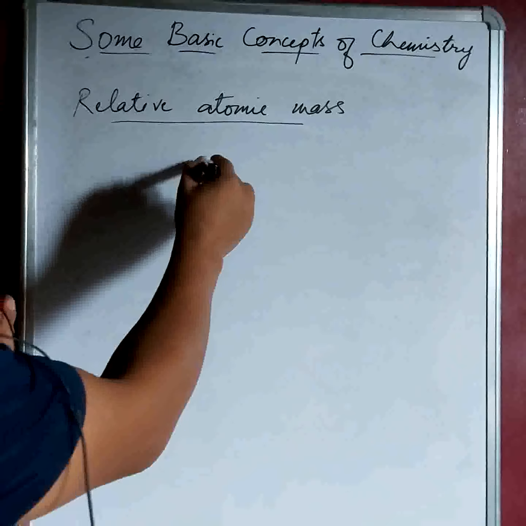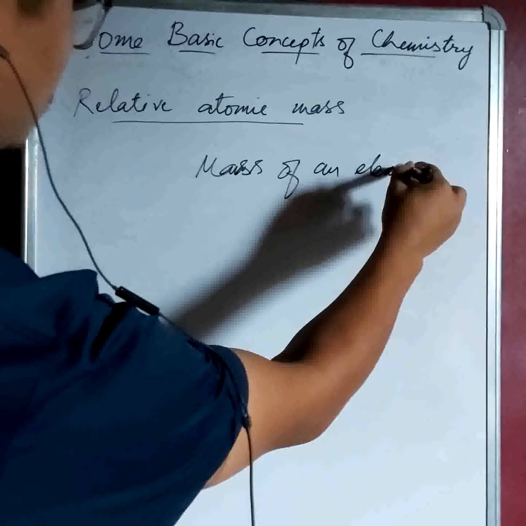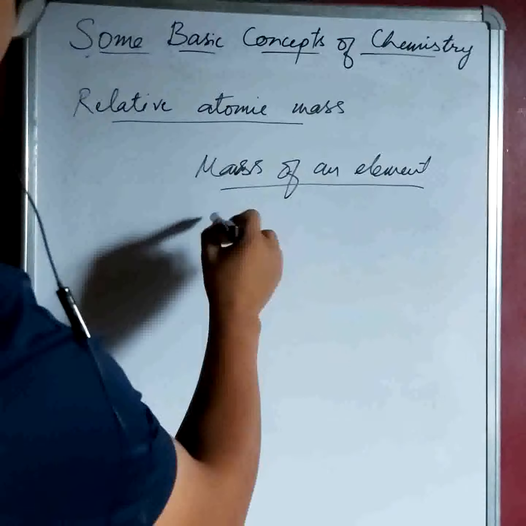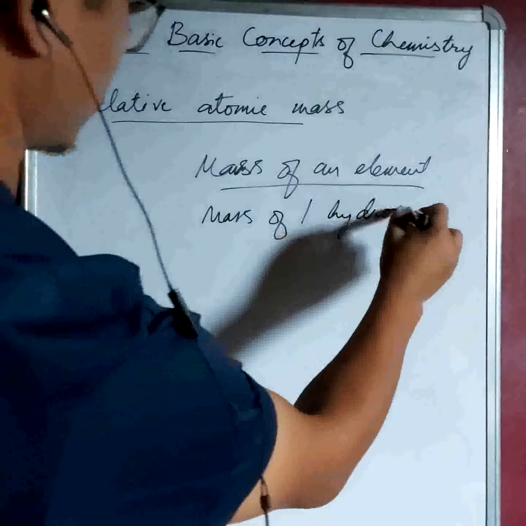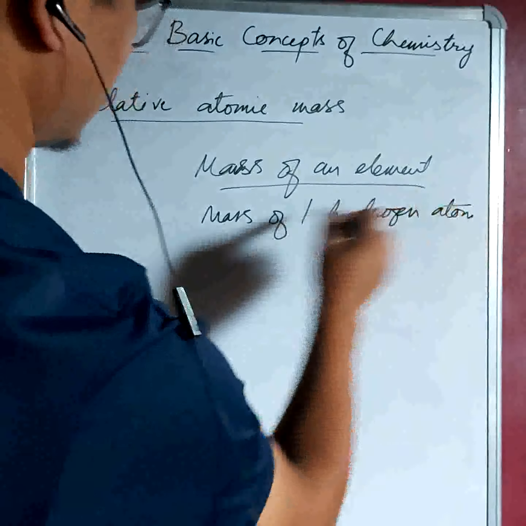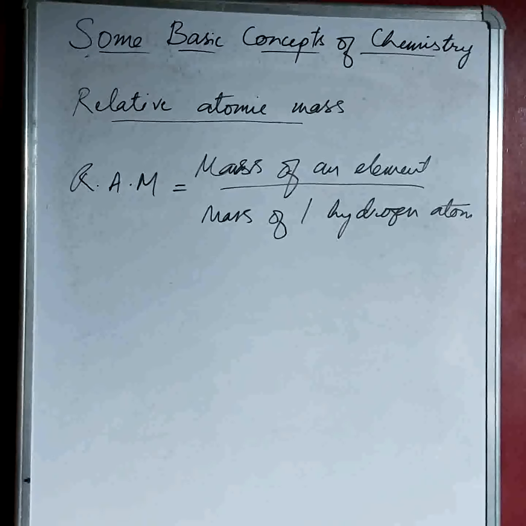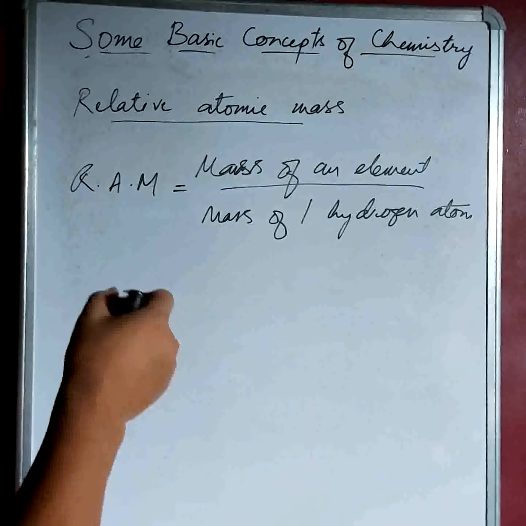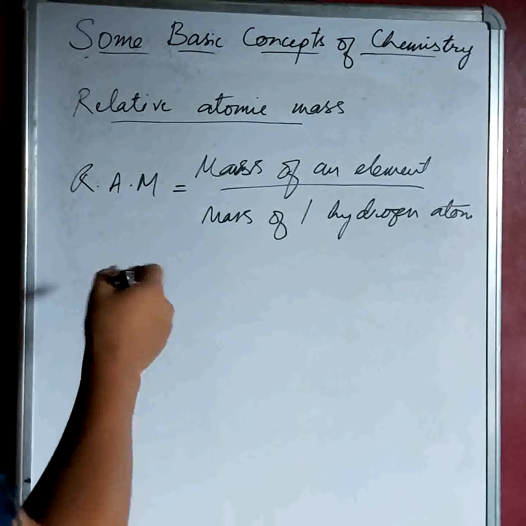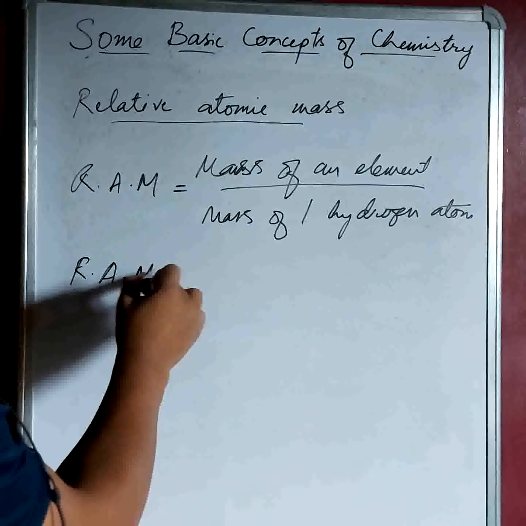Like suppose mass of an element, he divided it with the mass of one hydrogen atom. Relative atomic mass. Now, further on, scientists defined the relative atomic mass in terms of oxygen, which we call the oxygen scale. Relative atomic mass in terms of oxygen.